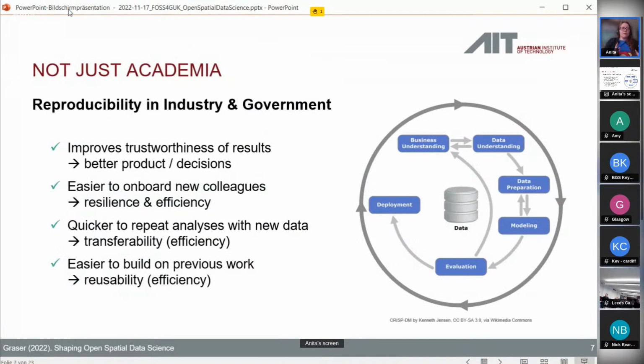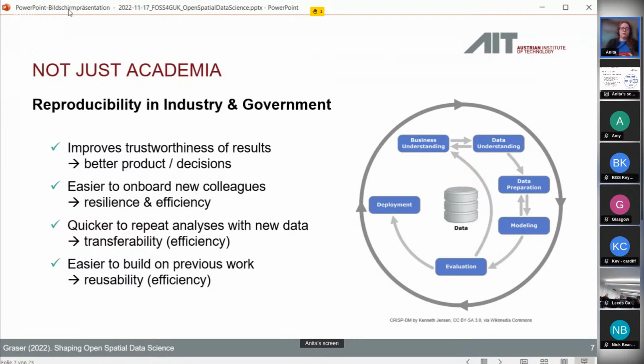And also, reproducibility is not just for academia. Obviously, that's where it's discussed a lot because of the reproducibility crisis that has been the talk of town for a couple of years already. But it's also very interesting, important in industry and government, because there we also want to have trustworthy results. So if we have a workflow that is reproducible, we can show it to other stakeholders, they can evaluate it, and just have more reliable results, better products, better decisions to work with.